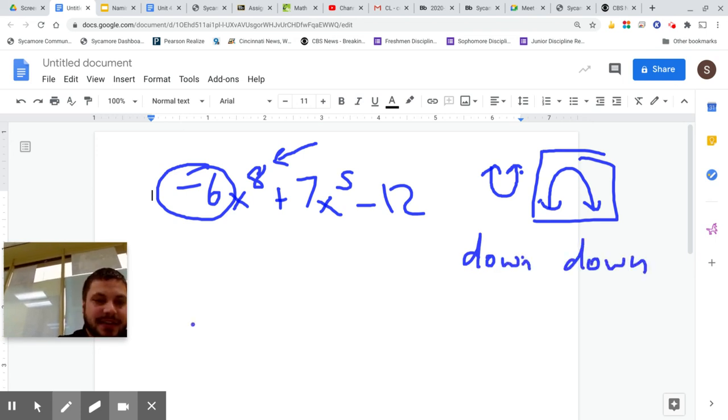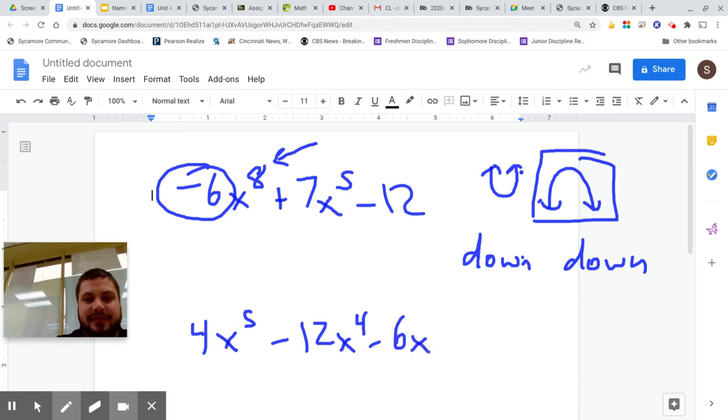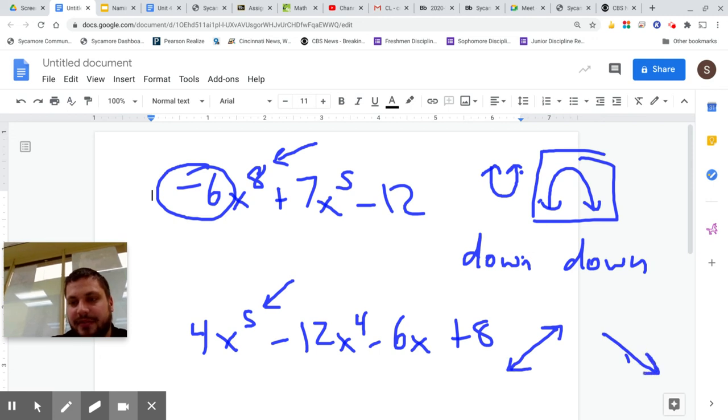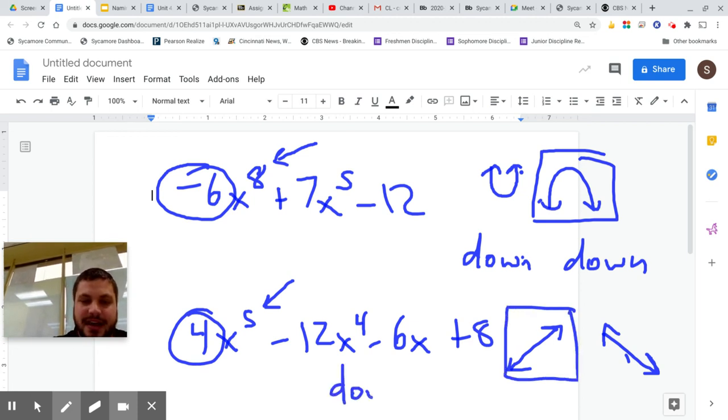If I had something like this, 4x to the 5th minus 12x to the 4th minus 6x plus 8, this is a 5th degree polynomial. The largest exponent I see is a 5. That means it's either shaped like this or like this, a line with positive slope or a line with negative slope. The leading coefficient here is positive, which means it's shaped like a line with positive slope. The left side is going down, the right side is going up: down, up.